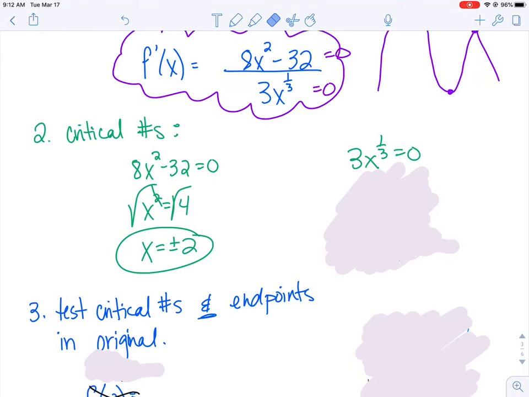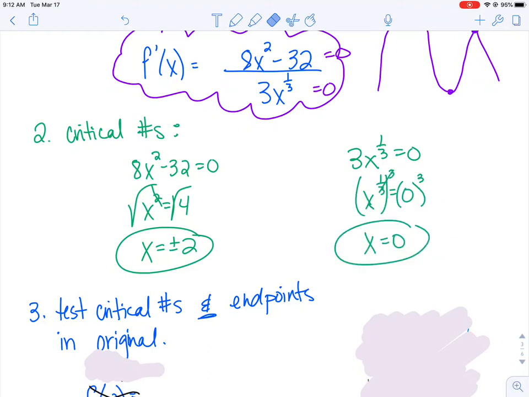Okay, for the top, I ended up getting x equals plus or minus 2. Remember that anytime you square root, you should be adding a plus or minus. So I get critical numbers at positive and -2. I also got critical numbers at x equals 0. So I have 3 places where my derivative equals 0 or where it doesn't exist.